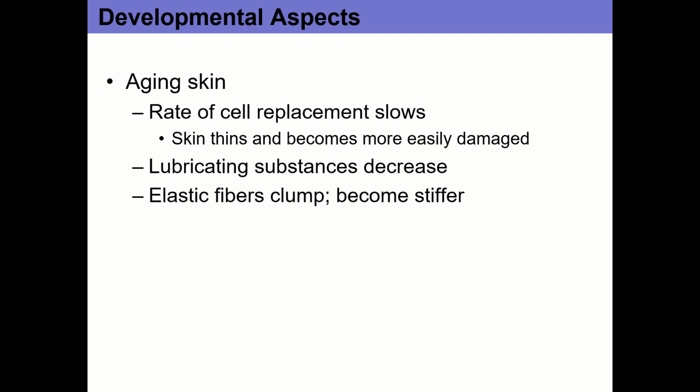The elastic fibers in the underlying dermis tend to become clumped together and stiffer as well, as do the collagen fibers. The result of that is that's when you start to get wrinkling, because the elastic fibers aren't quite as stretchy. They don't bounce back like they used to. Those are the wrinkles that accumulate with age as the elastic fibers change the way that they align. You're also going to get a decrease in your subcutaneous fat, which plays a role in the skin thinning and becoming more easily damaged.